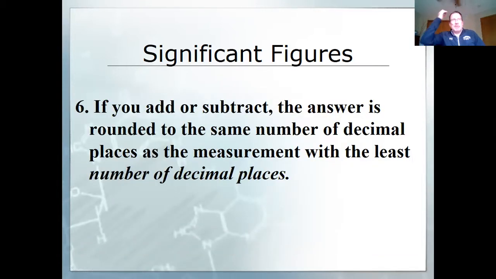Now, a couple of math rules for rounding your answers with significant digits. I will tell you add and subtract. We just don't do it that often. Almost everything we do, because it's algebra based, is multiplying and dividing. If you add or subtract some numbers in your math, the answer is rounded to the same number of decimal places as the measurement with the least number of decimal places.